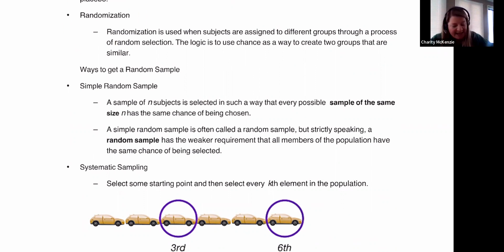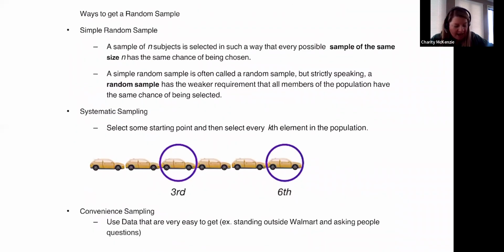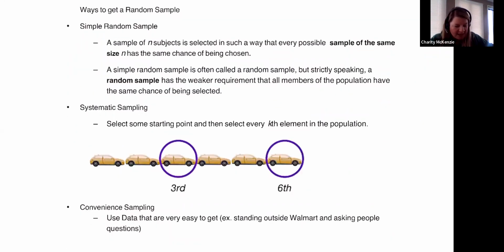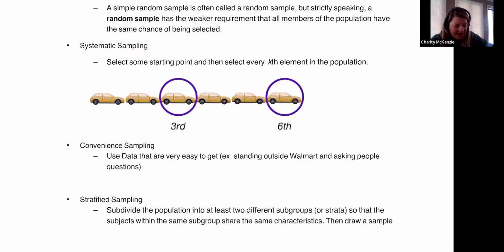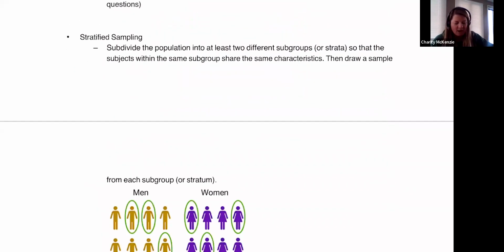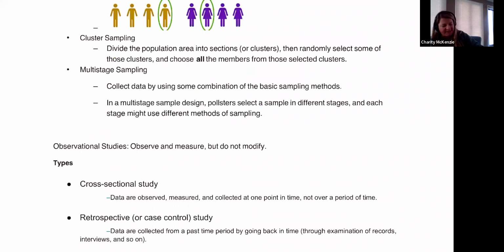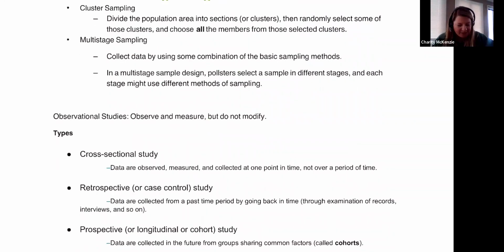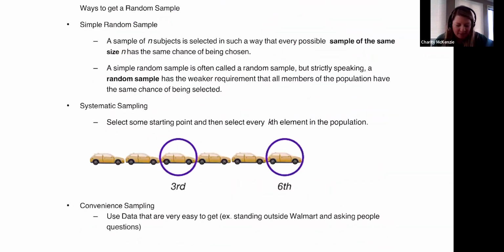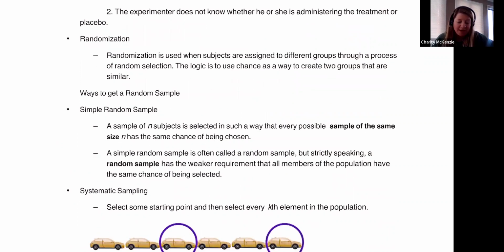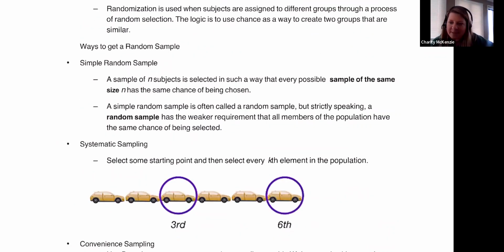And the ways to get a random sample. So there's one, 2, 3, 4 ways to get our random sample. Nope, 6. Okay, so 6 ways to get our random sample. So look at the first one. What is a simple random sample?